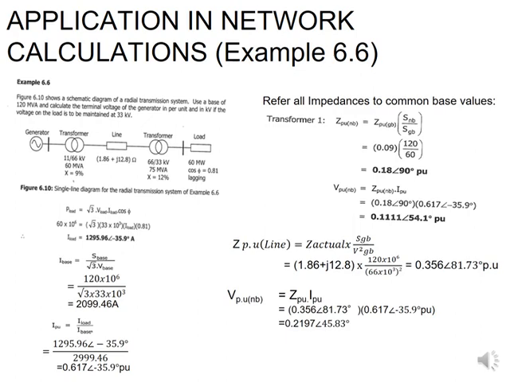Then I go to my line, and my line is at 1.86 plus J 12.8 ohms, and I multiply that by my S for the system, which is 120 that they've asked us to use, and I divide by the 66 because 66 is the voltage that is on either side of the transformer where the line is. I get my Z per unit and I utilize it with my I per unit to calculate my V per unit for the line.